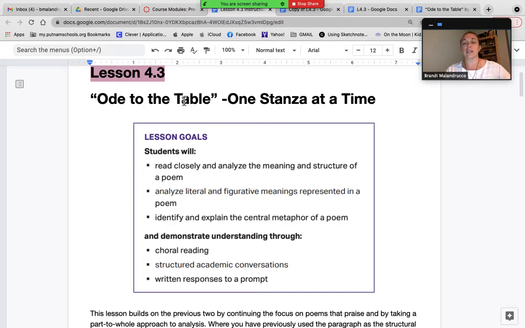And one thing you want to really keep in mind when you're reading a poem is to always remember the title. What's the subject of the title? What is the title about? And keep reminding yourself what the title of the poem is. So obviously, I'm going to get a lot about a table.